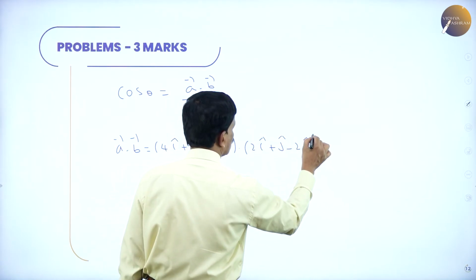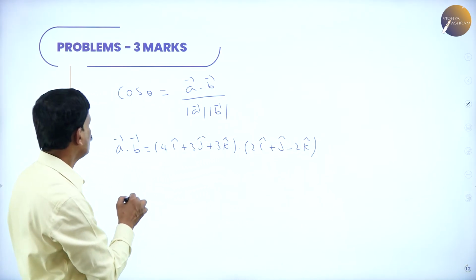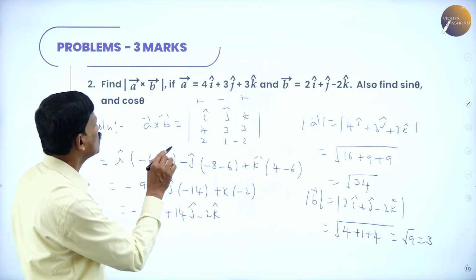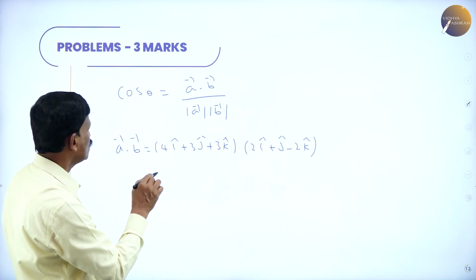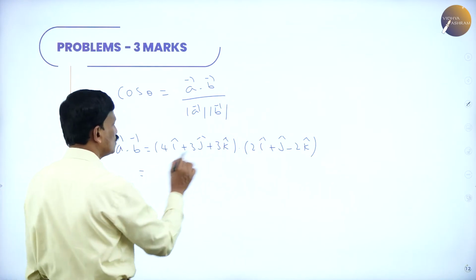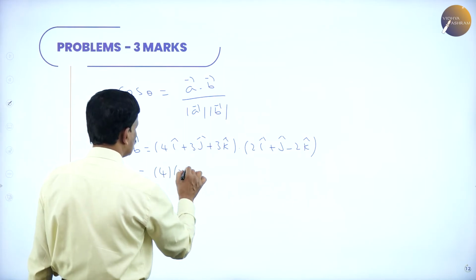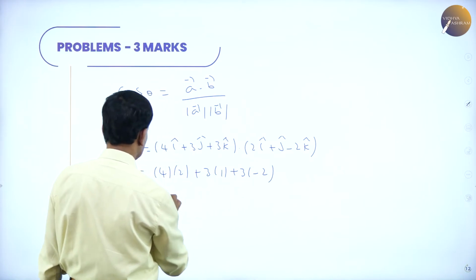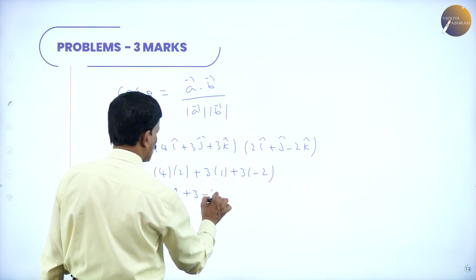Let me check once again. a is 4i plus 3j plus 3k, and b is equal to 2i plus j minus 2k. Now the dot product is nothing but just multiplying the coefficients: 4 into 2 plus 3 into 1 plus 3 into minus 2, which is 8 plus 3 minus 6.